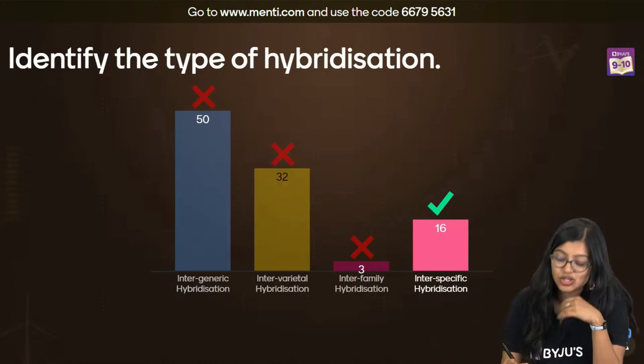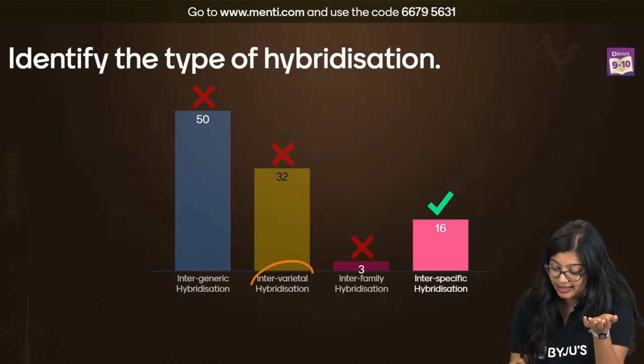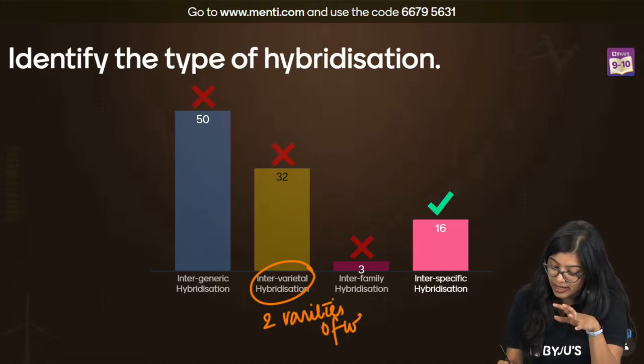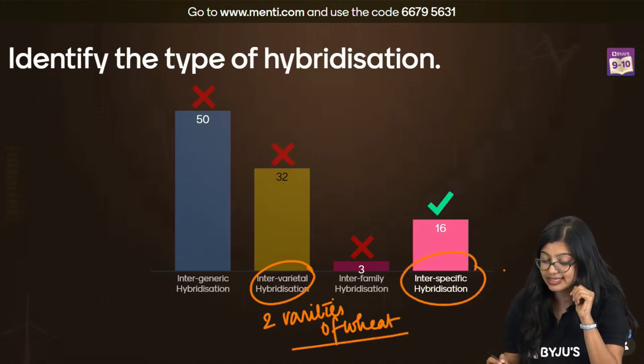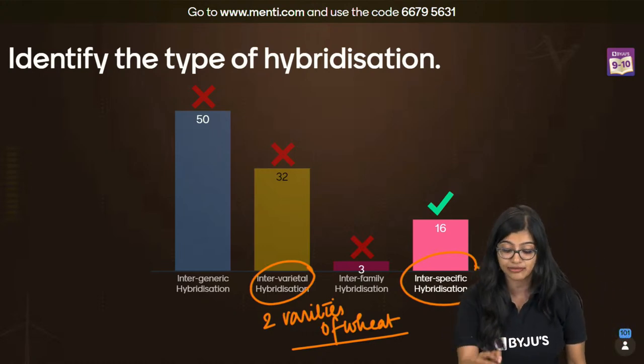But in this case, it's not intervarietal either. Because for the intervarietal explanation, I normally gave you the example of two varieties of wheat. So in this case, it is interspecific. Tangelo is an example of interspecific.